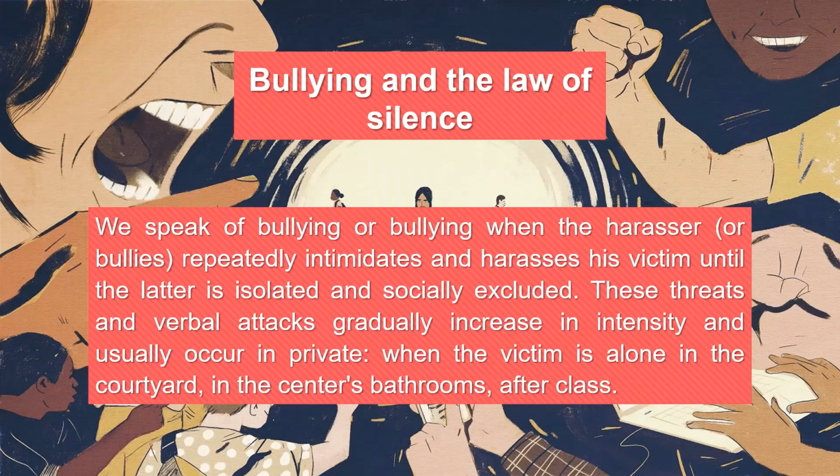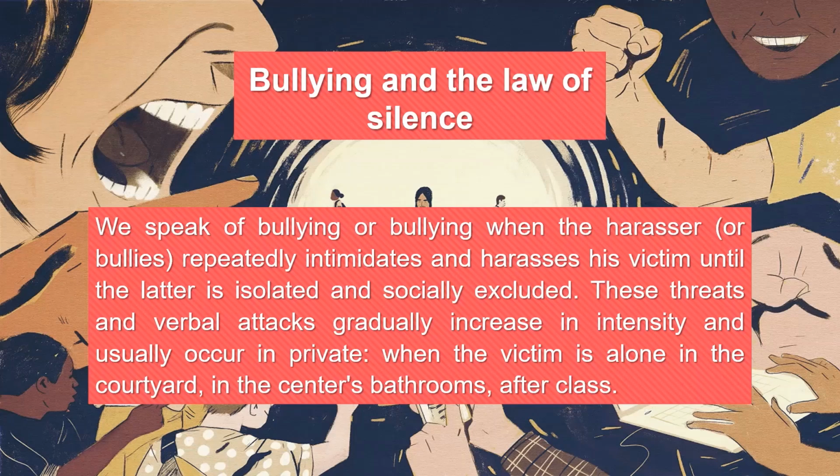Bullying and the law of silence. We speak of bullying when the harasser repeatedly intimidates and harasses his victim until the latter is isolated and socially excluded. These threats and verbal attacks gradually increase in intensity and usually occur in private, when the victim is alone in the courtyard, in the bedrooms, or after class. It is also common for the victim to hide the situation he is going through from his family, teachers, and classmates. The harasser, by not suffering any consequence, reinforces his power over the victim, and the harassment becomes more severe with the passage of time.